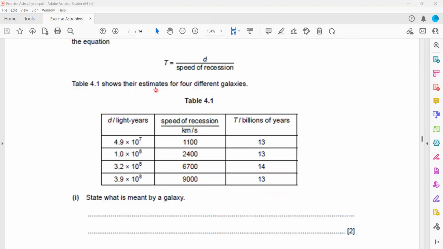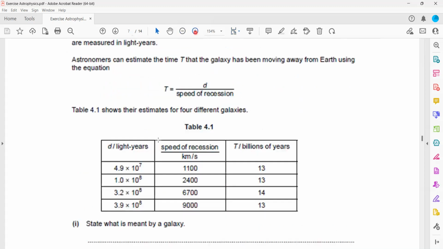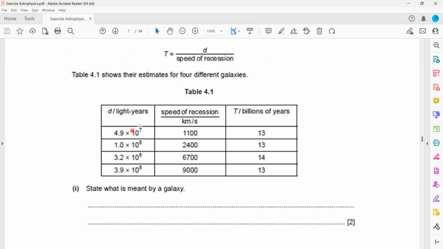Table 4.1 shows the estimates for 4 different galaxies. Their distances in light years are 4.9 exponent 7, 1 exponent 8, 3.2, and 3.9. And these are their recession speeds, the speeds at which they are moving. And it is found that it gives the time as 13, 13, 14, and 13.